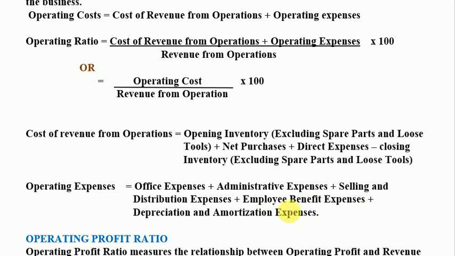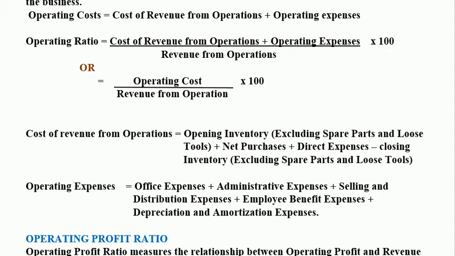and amortization expenses. So all these expenses, when they are added to cost of revenue from operations, are equal to operating cost, and operating ratio is equal to operating costs divided by revenue from operations multiplied by 100. We can replace the words operating cost with cost of revenue from operations plus operating expenses, multiplied by 100 and divided by revenue from operations. So that is all about operating ratio.